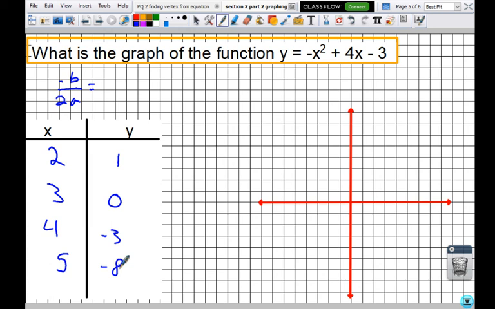All right, so we've got these points, and we got to graph them, and I'm feeling nice for once, so I will make you guys graph these. So I got 2, 1. I'm gonna graph that point. It goes all the way to 3, 0, negative 3, and negative 8.